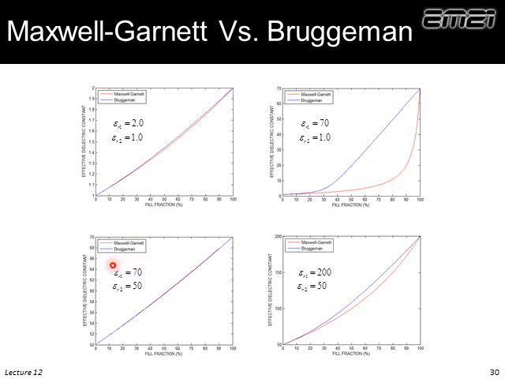If we have very high dielectric constant with moderate contrast, we see very little difference between Maxwell-Garnett and Bruggeman. If we have high dielectric constant and high contrast, we see a little bit of difference. So really we see the biggest difference when one of them is a very, very low dielectric constant and the other one's a very, very high dielectric constant. Otherwise, there's not a real big difference between the two models.